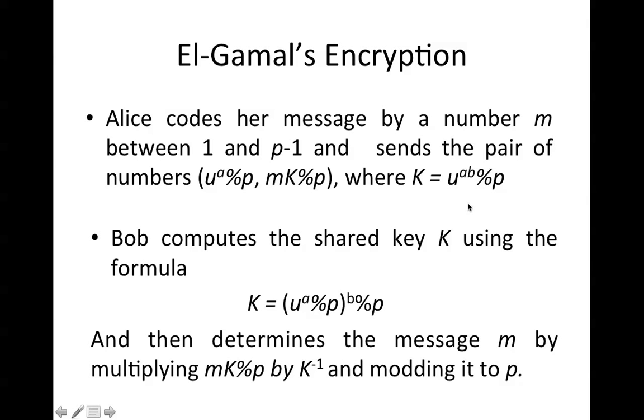And so k is, of course, known to be u to the a b mod p, and this is something that Bob can compute because Bob would have u to the a mod p, and then he will power this to b to get this number k. Now, once k is known, the rest of it is trivial, because all you have to do is multiply the message times the shared key by the inverse of the shared key to extract the message.